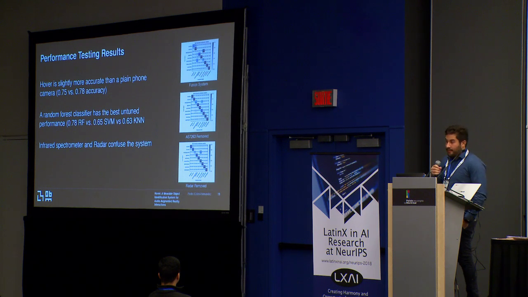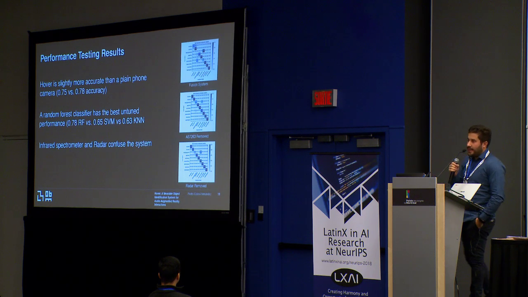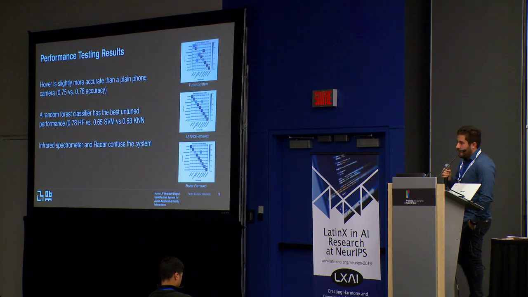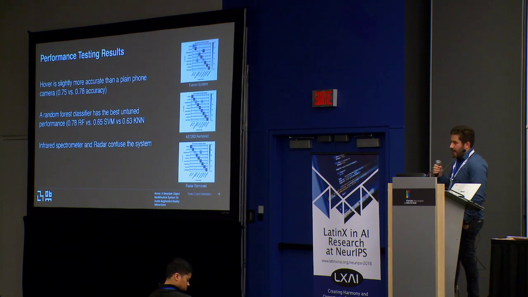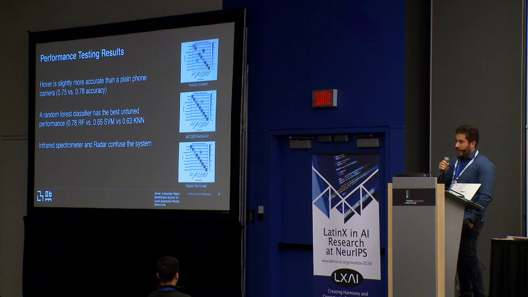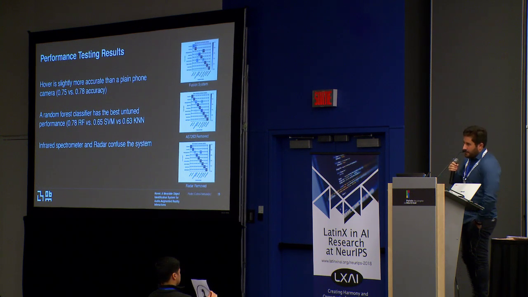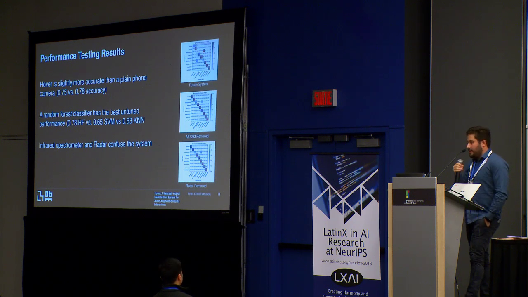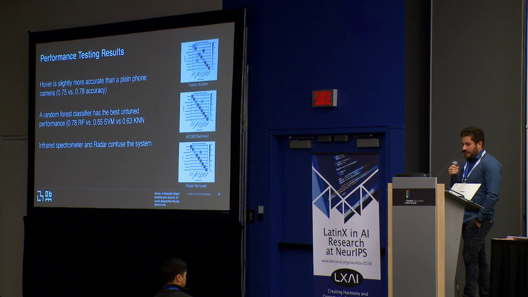This was because with the infrared spectrometer, I was just illuminating a small part of the band that it read. So I needed essentially a broadband infrared LED rather than just a plain infrared LED. And in the case of the radar, the range resolution of the radar, which is the minimum size that the radar can distinguish between objects, was half a meter. So anything that was below half a meter, it could confuse. So that's why these two sensors introduced some confusion into the system.